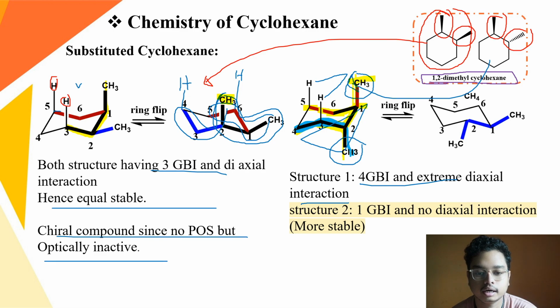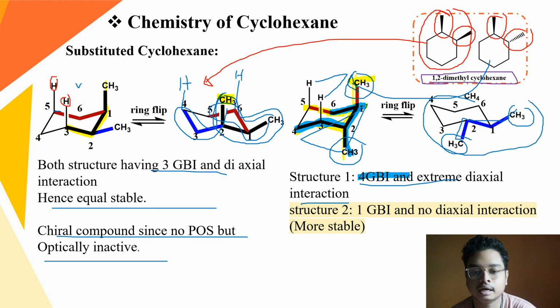This is the 1 and this is the 2. Okay, so there is a 4 gauche butane interaction there, and also extreme diaxial interaction for both of the CH3 groups. But if we do the ring flipping, here the diaxial interaction is not there and only 1 gauche butane interaction is present. That means this particular equatorial structure, the di-equatorial structure, is most stable in the case of trans dimethyl cyclohexane.